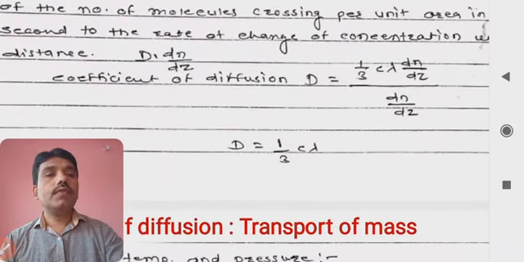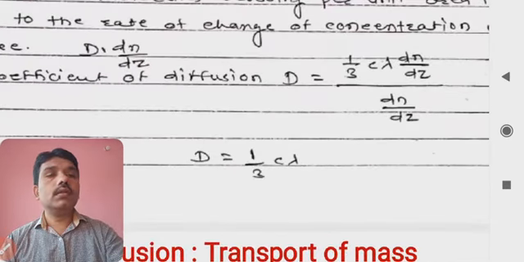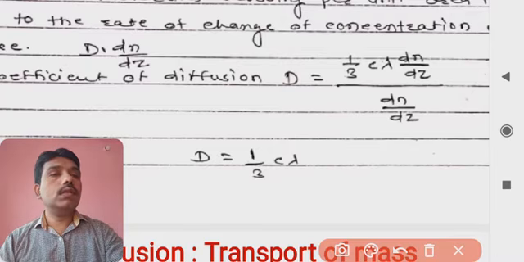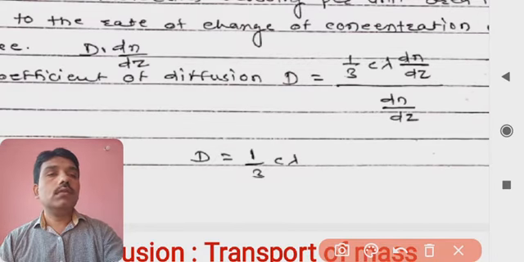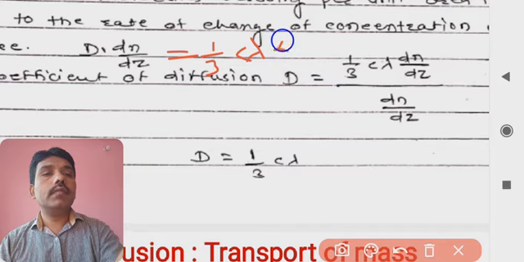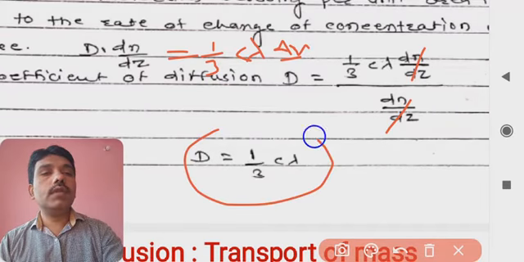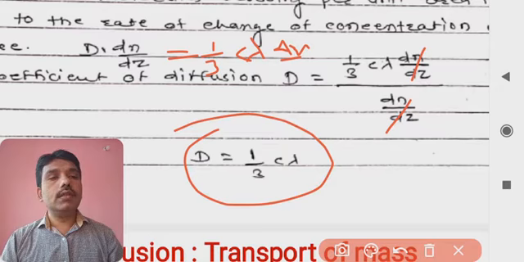So the coefficient of diffusion d is equal to 1 by 3 c lambda dn by dz divided by, again, our quantity 1 by 3 c lambda dn by dz. And if dn by dz goes to the right side, it will be divided, so the terms get cancelled, and the remaining amount, d, the diffusion, will be 1 by 3 c lambda.